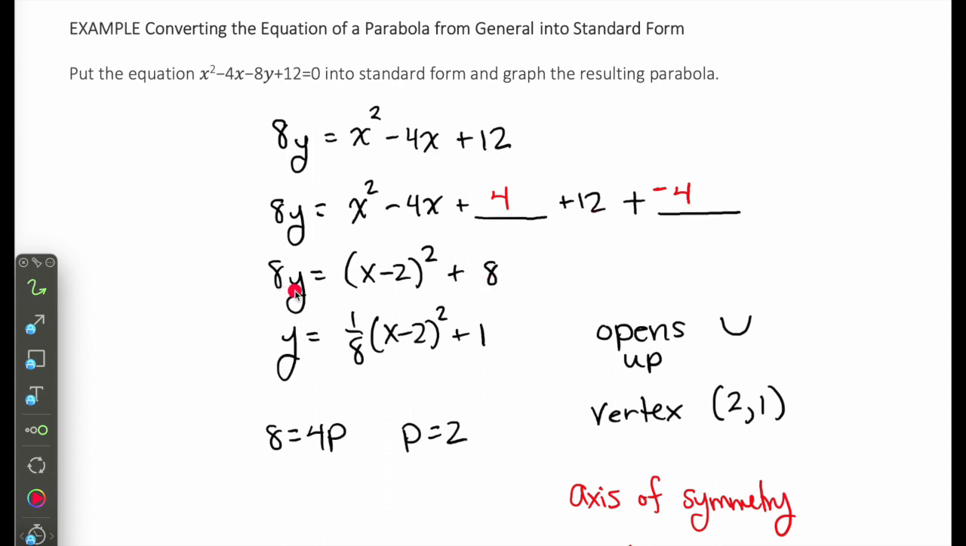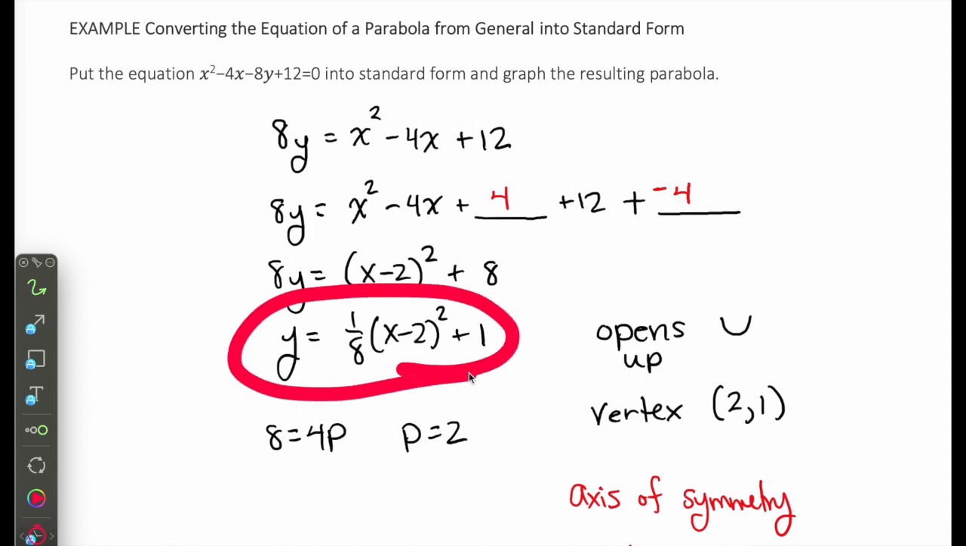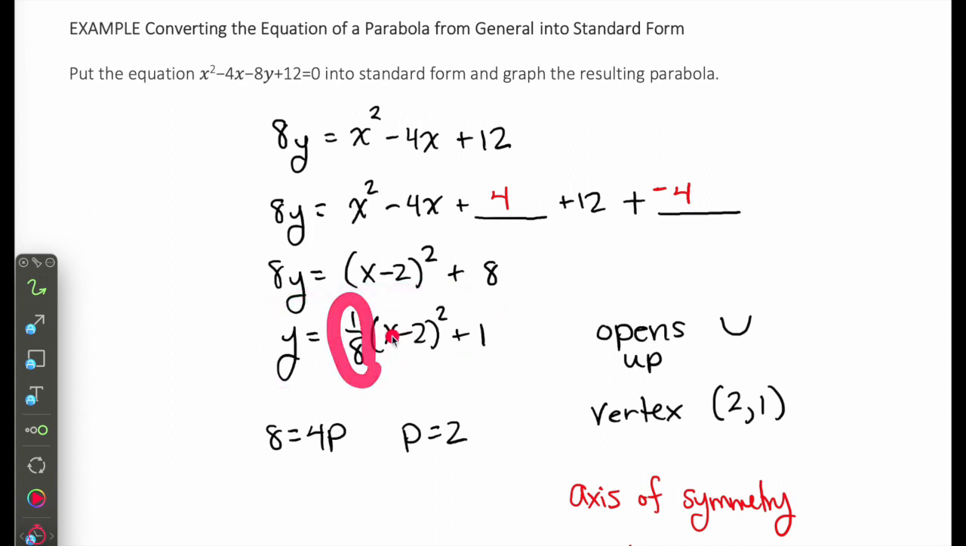And so now I have 8y is equal to x minus 2 squared plus 8. Now I can divide everything by 8 to isolate the y, and I get 1/8 x minus 2 quantity squared plus 1. Now, because I know that 1 over 8 is equal to 1 over 4p, according to our formula, 8 must be 4p. So I find that p is 2. Now, looking at this, because this is a positive in front and my x is squared, I know this is going to be a parabola that opens up. And I know my vertex is at my h and my k, so that's 2 and 1.